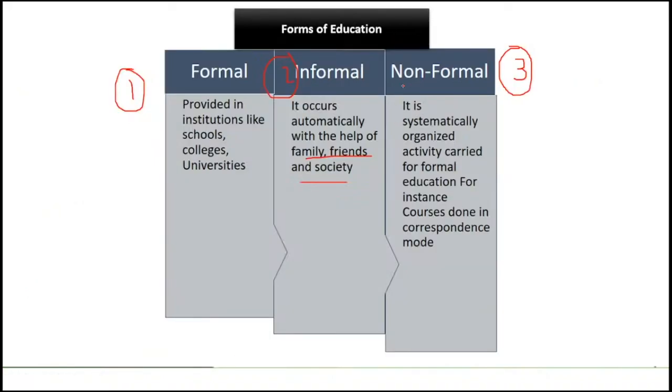When we talk about non-formal, it is a systematically organized activity carried out outside formal education. It means that all the correspondence or distance courses come under non-formal education. I hope the forms of education are clear to you all: formal, informal, and non-formal. Formal education is a regular mode of education. Informal education is with the help of friends, society, and family. And non-formal education is a form of distance education.